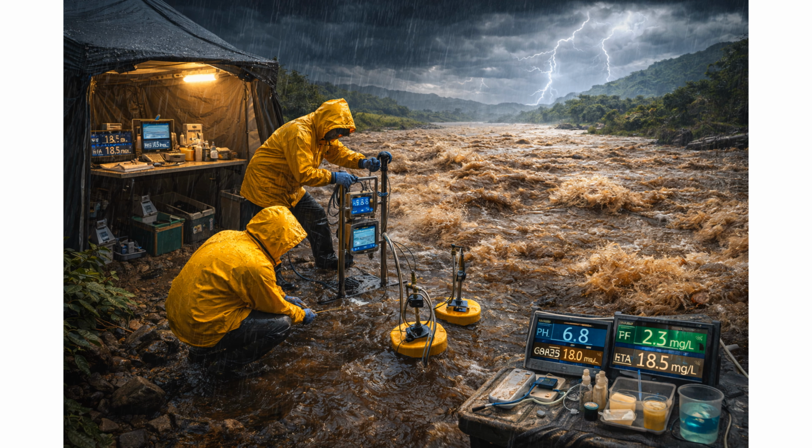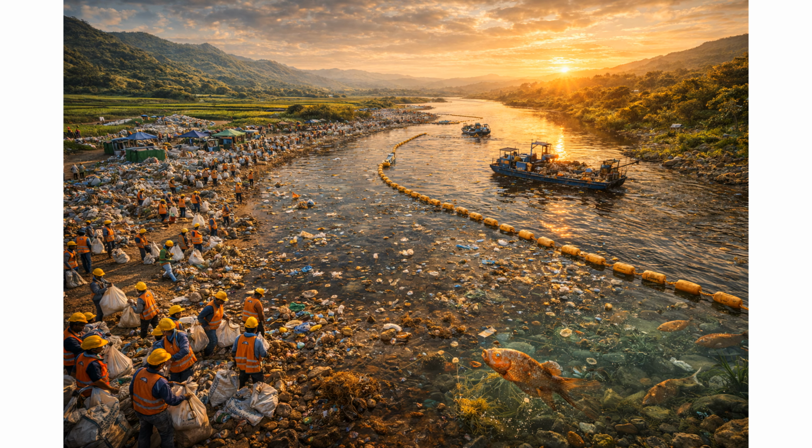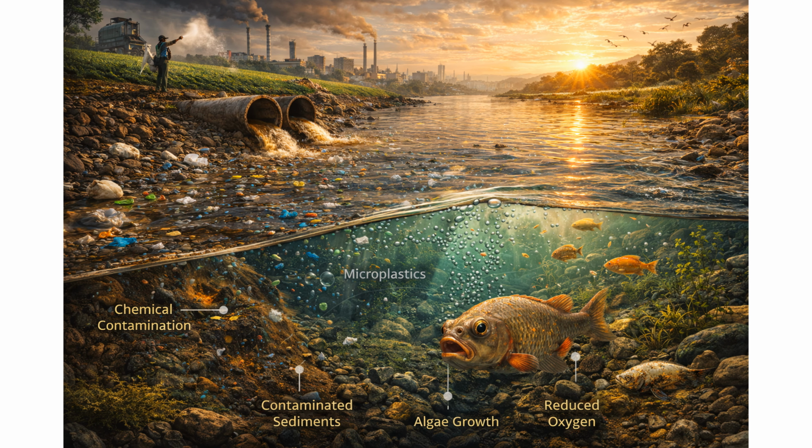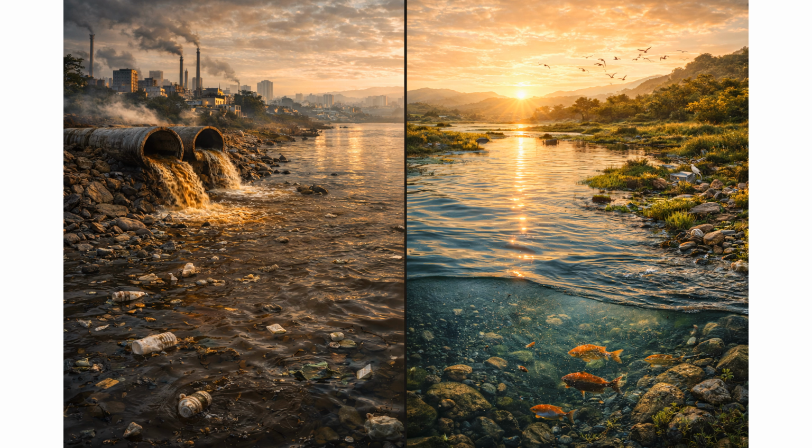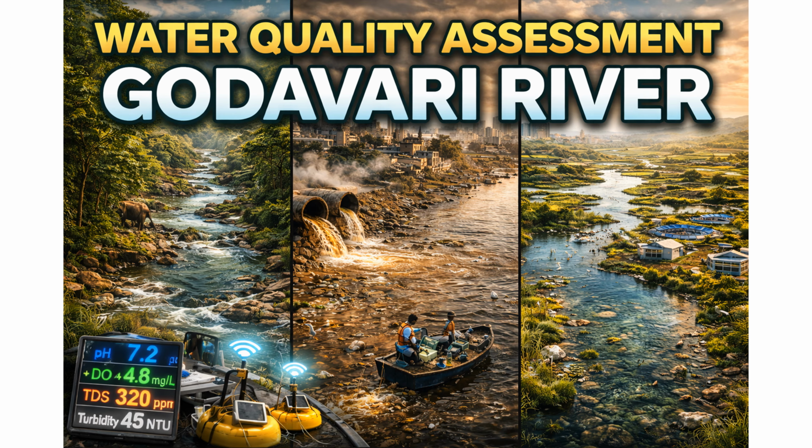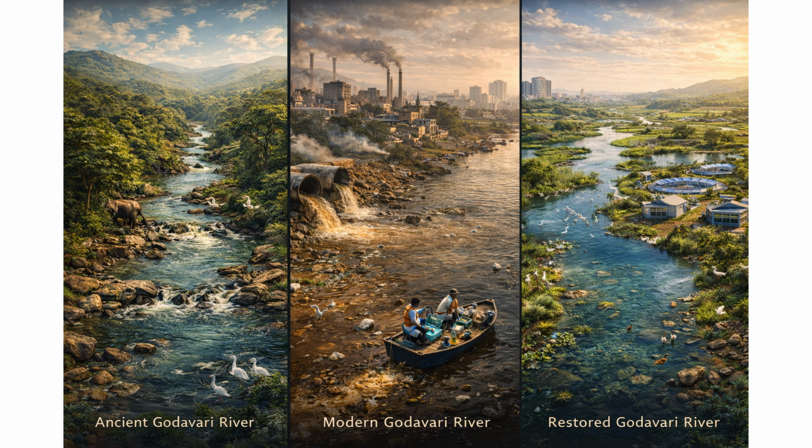Along its course, the river passes through several Indian states including Maharashtra, Telangana, Andhra Pradesh, Chhattisgarh, and Odisha. Numerous tributaries such as Pravara, Indravati, Manjira, Sabari, and Wardha contribute to the river's hydrological complexity. The basin is characterized by a variety of climatic conditions ranging from semi-arid regions in the western plateau to humid coastal areas in the east.